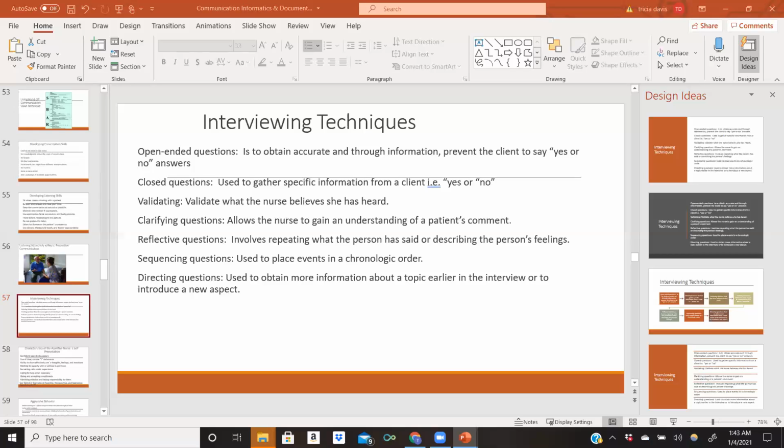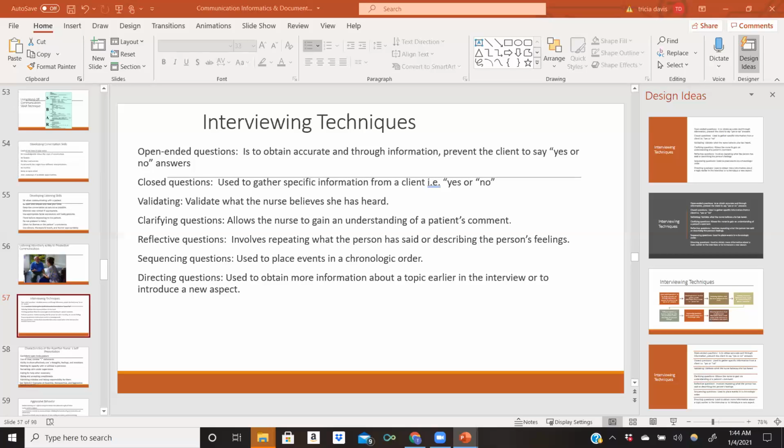A closed question provides the receiver with very limited choices of responses and might often be answered in just 2 words, like the yes or the no. The closed questions are used to gather specific information from a patient and to allow the nurse and the patient to focus on a particular area. So an example of a closed-ended question: the nurse says, what medications have you been taking at home? And the patient says, let me see, my doctor gave me a water pill and a blood pressure pill to take every day. So that's a good example of a closed-ended question.